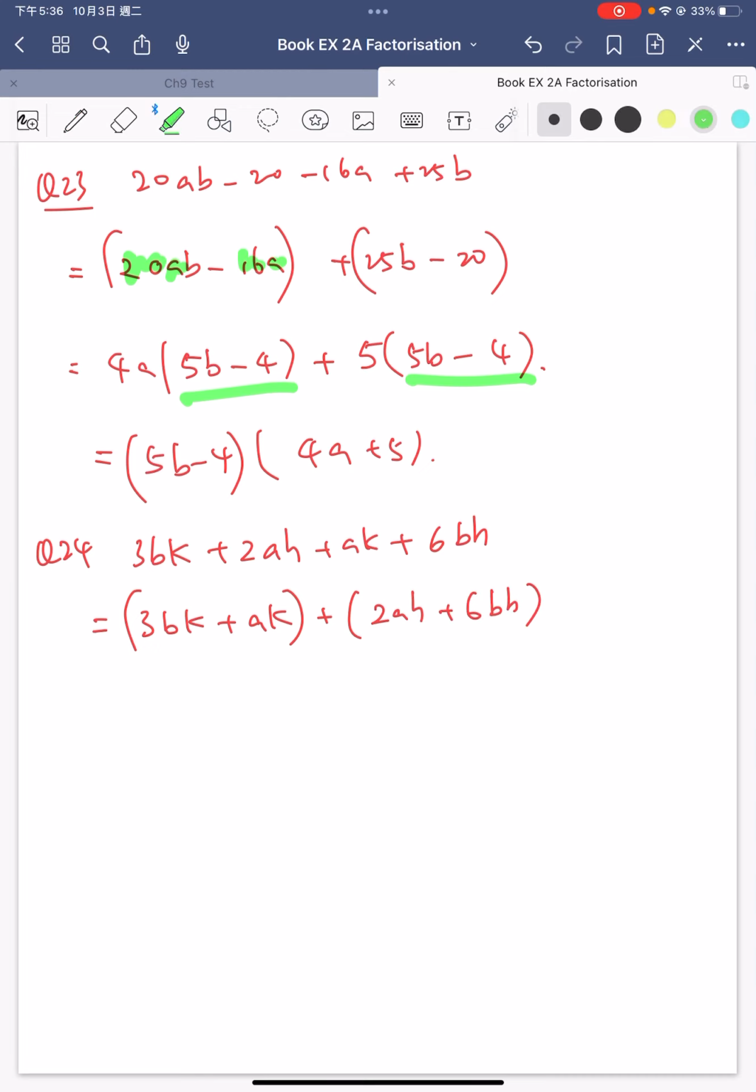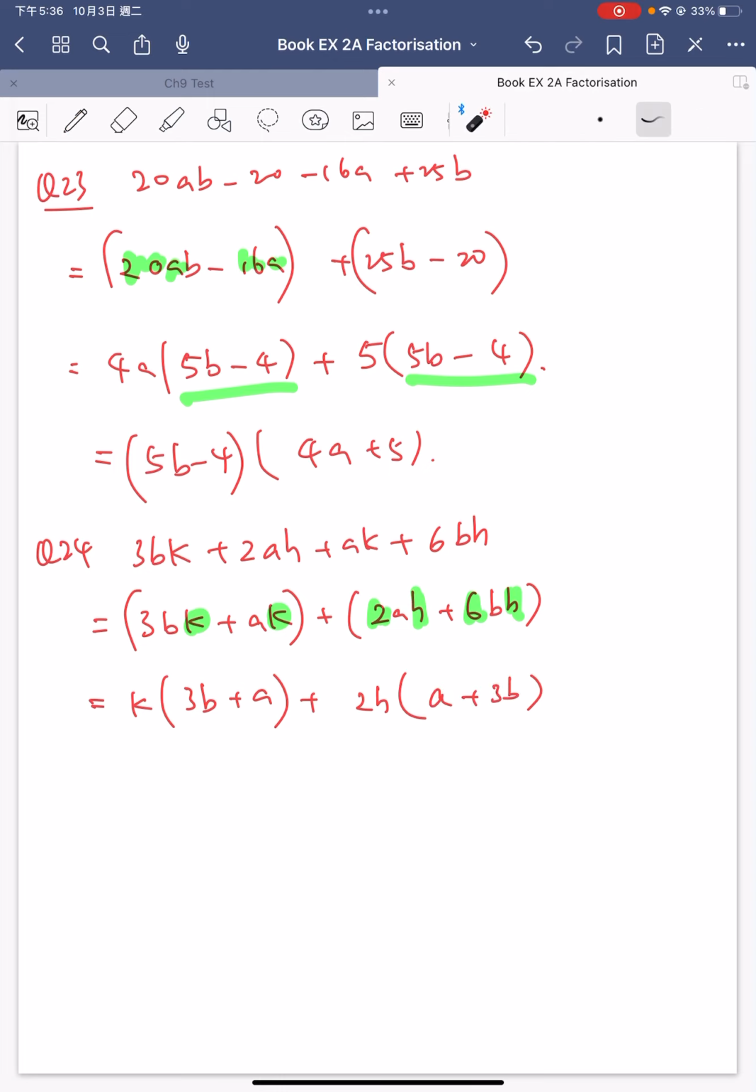So from the left hand side we have k as our common factor, and on the right hand side we have h as the common factor, together with this 2, don't miss this. And now we can say this is equal to k times (3b + a), and we have 2h as the common factor, so what we have left is just a + 3b. As for the 6bh, you take out the 2h, all you have is the 3b.